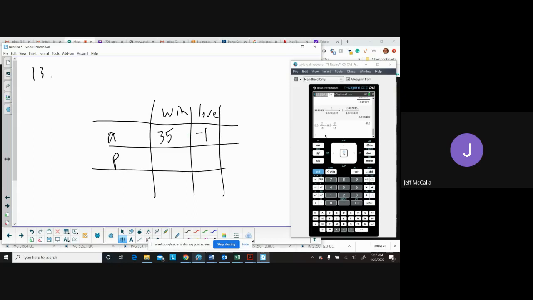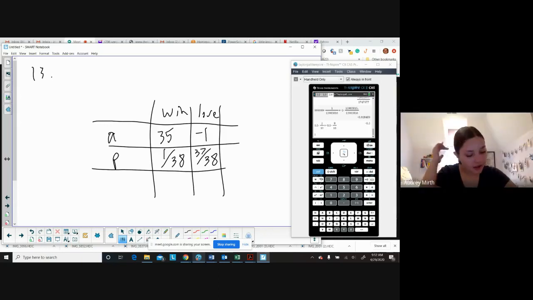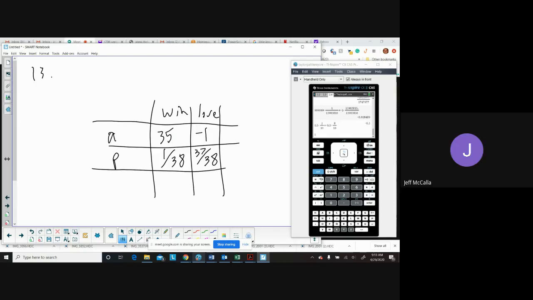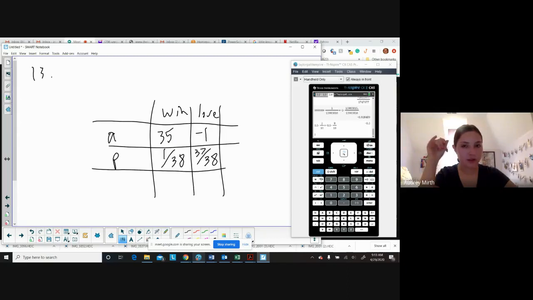The winning probability is almost the hardest thing on the whole chart to get to, usually. It says there are 38 slots and only one of them is a winner, so 1 out of 38. And losing would be all the other slots, 37 out of 38. The problem says 2 slots are numbered 0 and 00, and the rest are numbered 1 to 36.